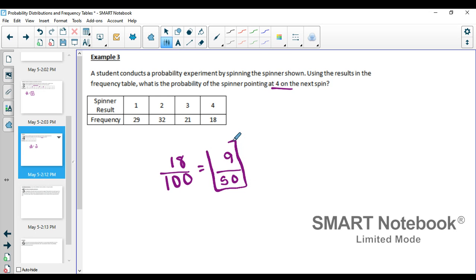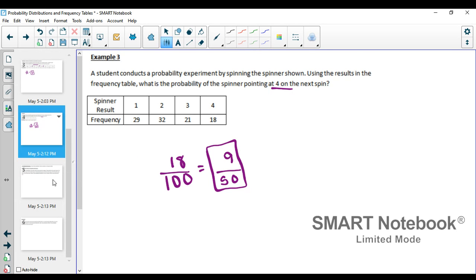The probability of spinning a 4 is 9 out of 50, which, if you spin this enough times, should work out to be almost 25%. Obviously, that's not happening right now. As long as all of the spaces in the spinner are equal, eventually, after enough spins, it will work out to be almost exactly 25%. Theoretically, it doesn't always happen.